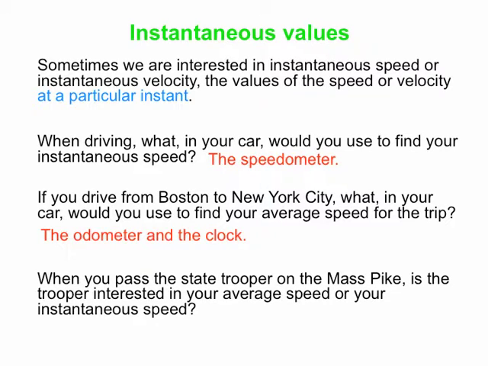If, while you're driving on the Mass Pike, the state trooper gets you on the radar gun, is the trooper interested in your average speed or your instantaneous speed? And of course, they're interested in what is your speed at that instant, and what they get on their radar gun should agree with what is measured on your speedometer. So you should know whether you're speeding or not.